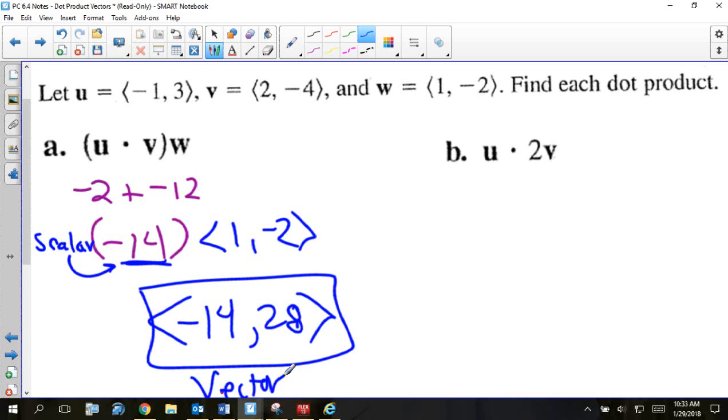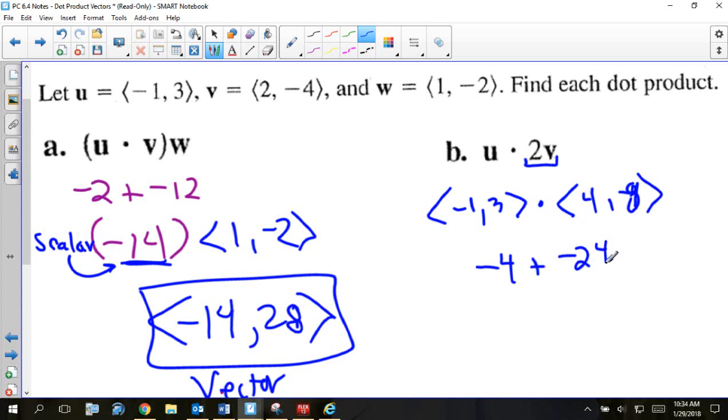Let's see. The next one, we're doing u multiplied by 2v. When you multiply u times 2v, we're doing all multiplications, so it doesn't matter the order in which you multiply. So I choose to multiply 2v first, and then take that times u. So 2v would be 4, -4, -8. And then we'll do the dot product. -4 plus -24, which is -28, which is a scalar.